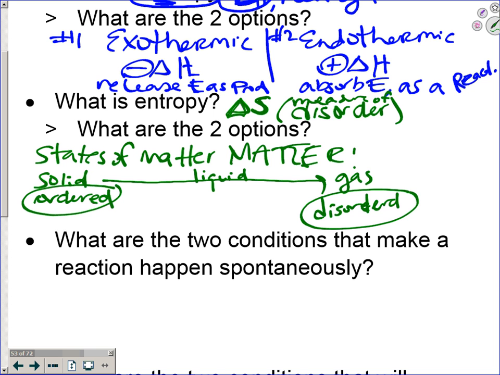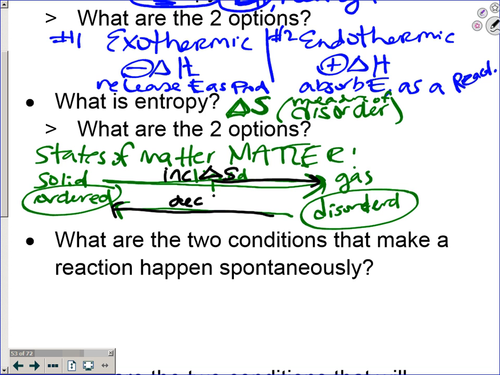And the liquid's kind of in the middle someplace. So which of these directions, going from solid to gas or gas to solid, which one is increasing disorder? Right? Increasing disorder is going from the ordered state to the disordered state. So this is increasing delta S this way. If we're going the opposite direction, you would say decreasing delta S, or decreasing entropy, decreasing disorder.